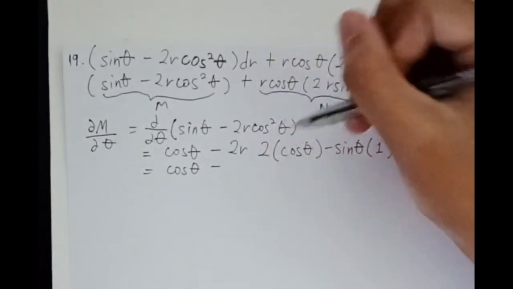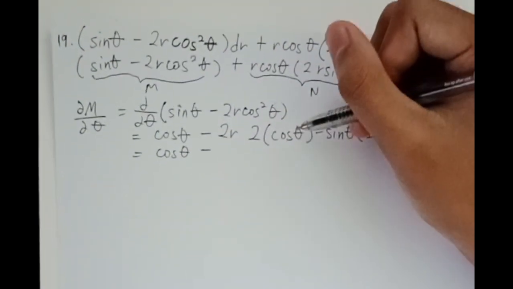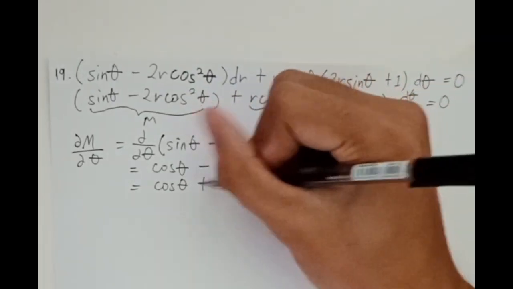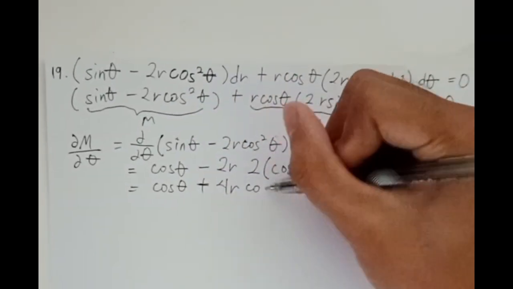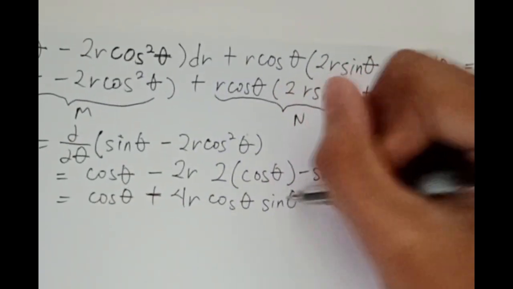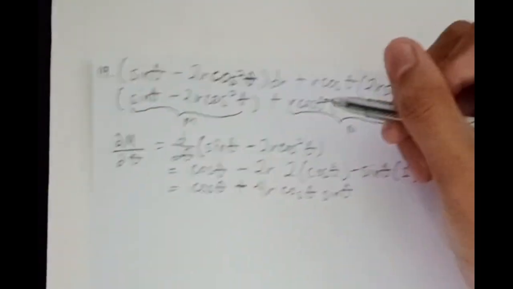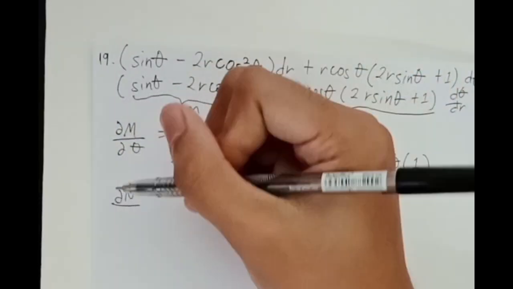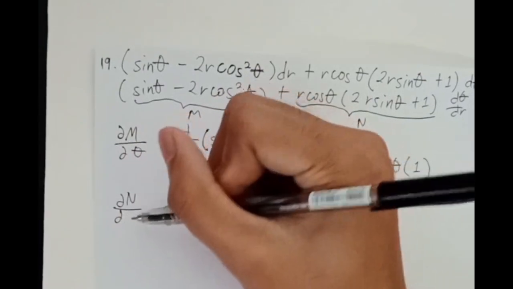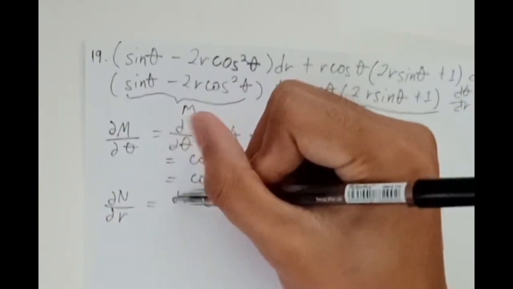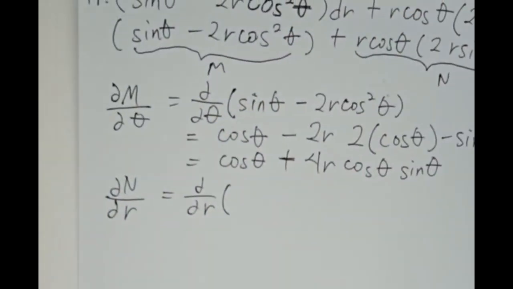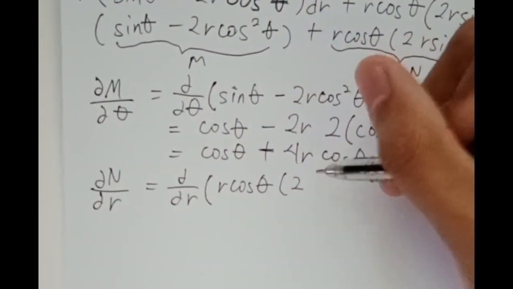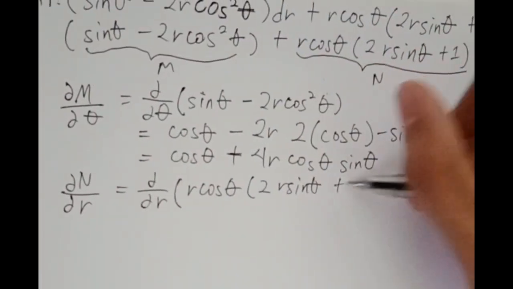So 2r times 2 is 4r, times cosine theta, times the negative sine theta, so that will be positive 4r cosine theta sine theta. So now we have the partial derivative of M. Next we will find the partial derivative of N in terms of r. So that will be the partial derivative with respect to r of r cosine theta times (2r sine theta plus 1).